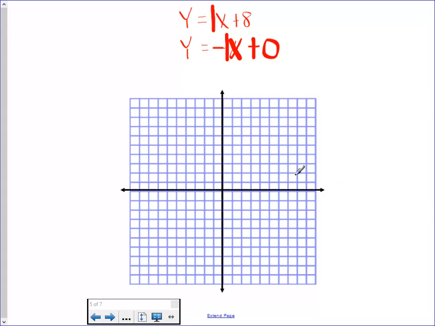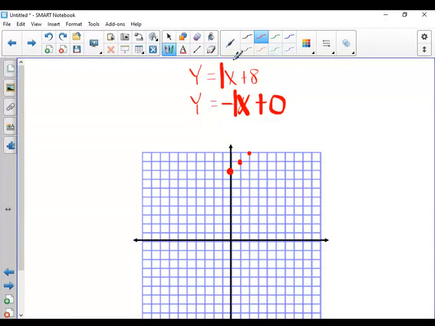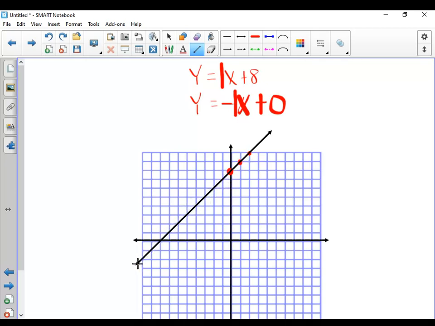All right, first equation. Where do I make my first point? 8. 1, 2, 3, 4, 5, 6, 7, 8. That's where your first point should be. Your slope's 1 over 1, which means you go up 1, right 1, up 1, right 1. I'm going to make my line through it. That one wasn't as bad as the last times I've done it.